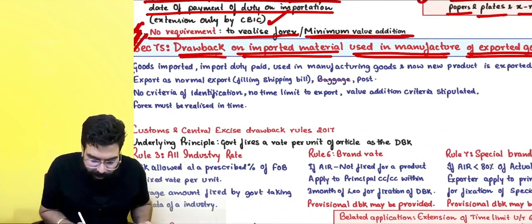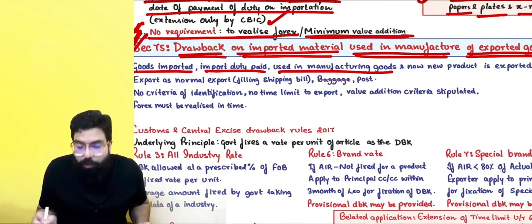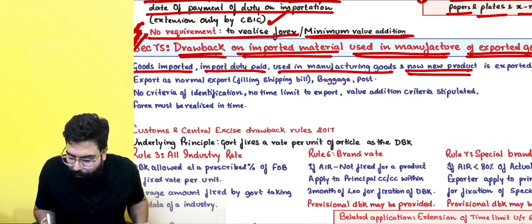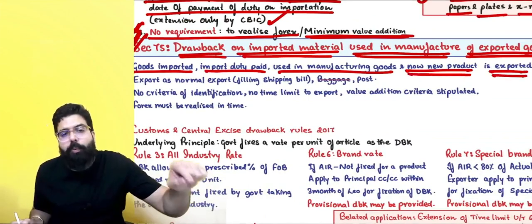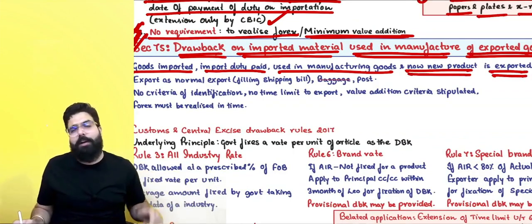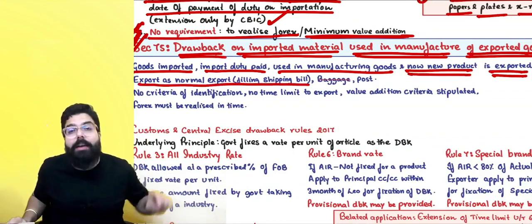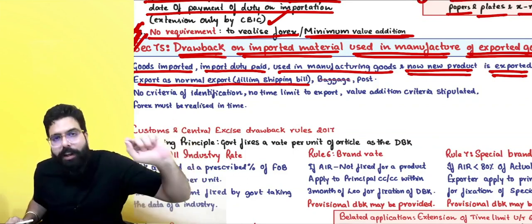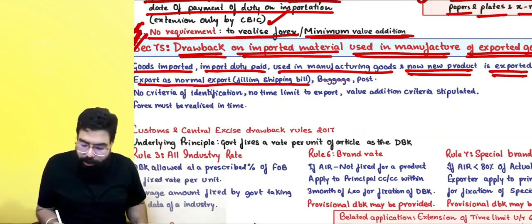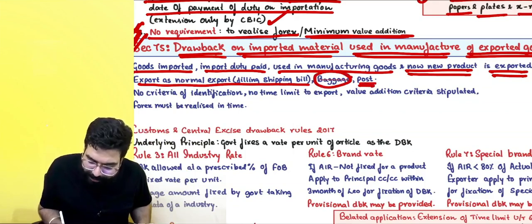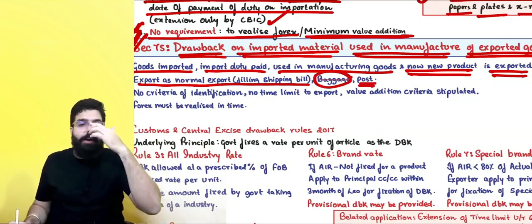So it says goods imported, import duty paid, used in the manufacture of goods. Now a new product is there and the new product is exported. Section number 75 will come into picture. Section number 75 is allowed only when you make an export as normal export, that is by filing a shipping bill, or you are doing it as post. Baggage is not allowed in case of section number 75.